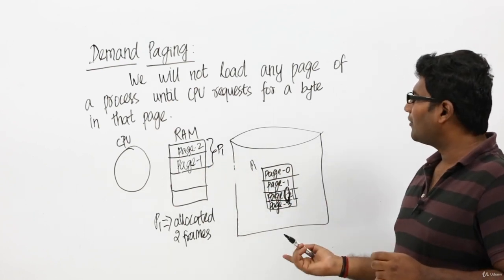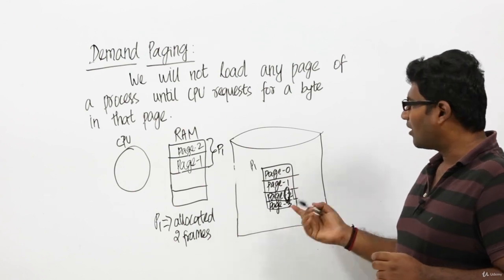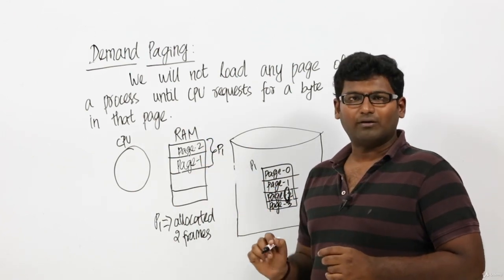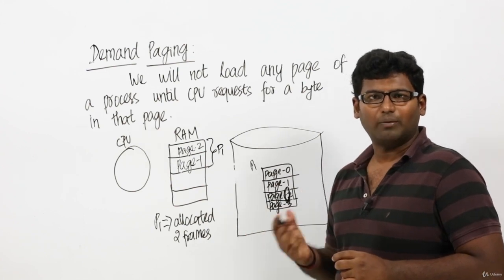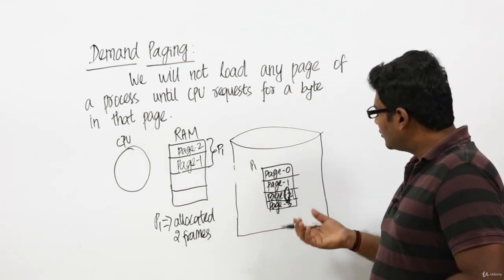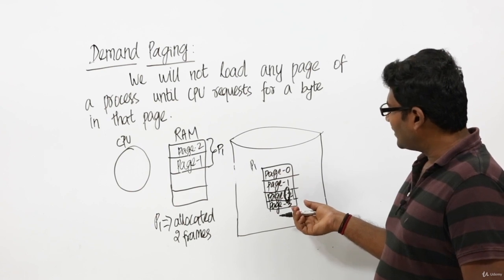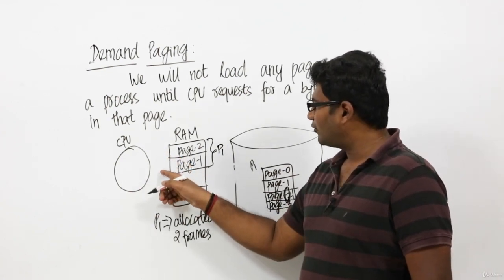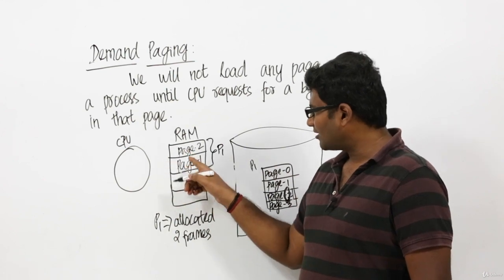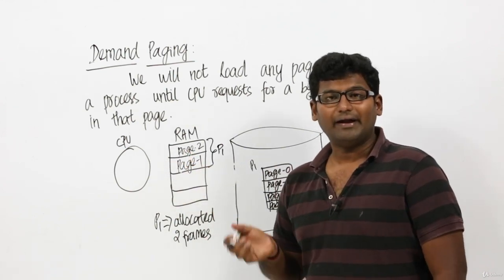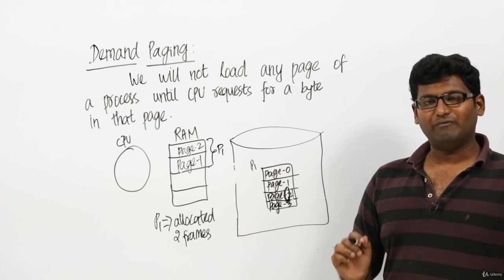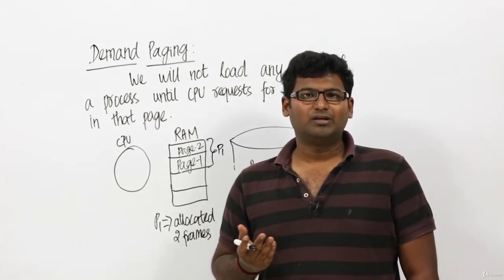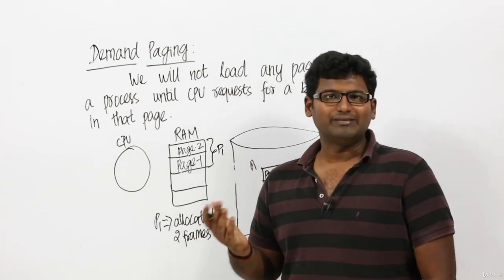Now if the CPU requests page number 3, what will happen? Since these 2 are the frames allocated to P1, and I am assuming that we are using a local page replacement algorithm, page number 3 has to be placed in either of the 2 frames, this frame or this frame. Which frame should I replace? That depends on the page replacement algorithm, whether we are using least recently used or first in first out or whatever it is. We will see that later.